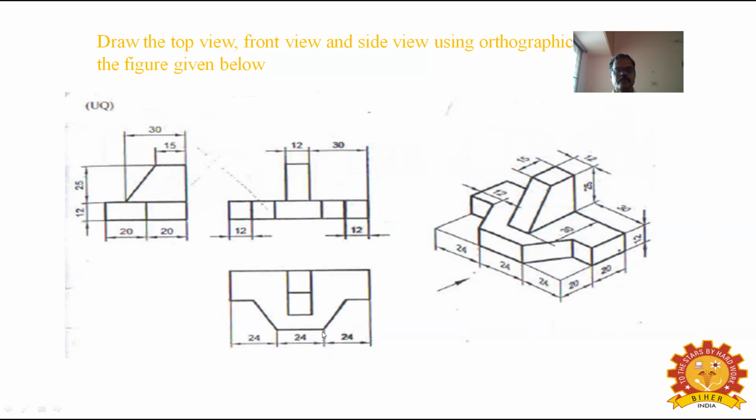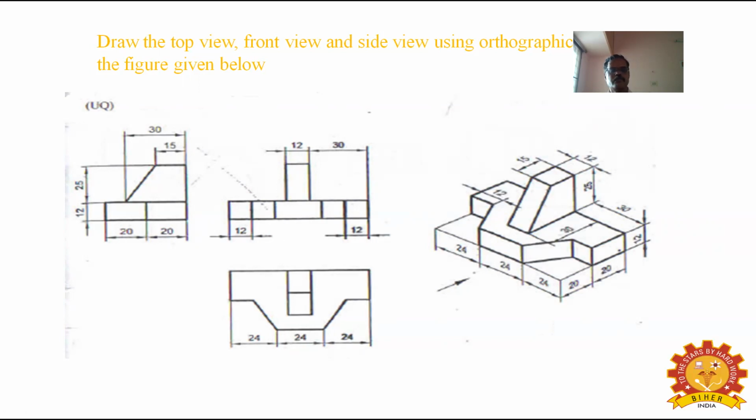In the top view, the flat portion is visible here. A 15 by 12 flat portion is visible, and the taper portion is a square only. The total length is given as 30 mm. From the one edge, you have to mark 30 mm and complete this square portion. So one part is a flat surface, the other part is a taper portion. After completing this top view, you have to draw the front view.